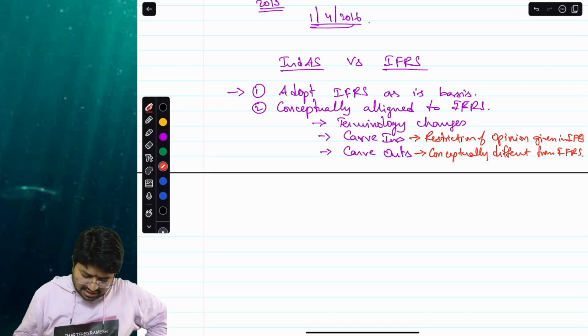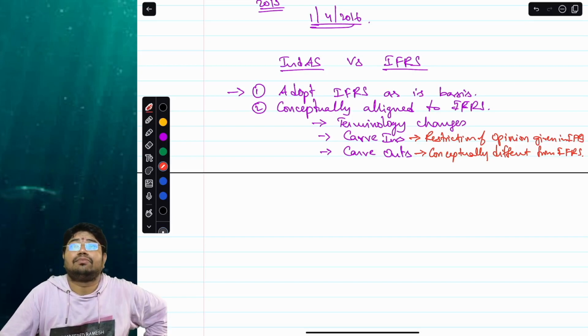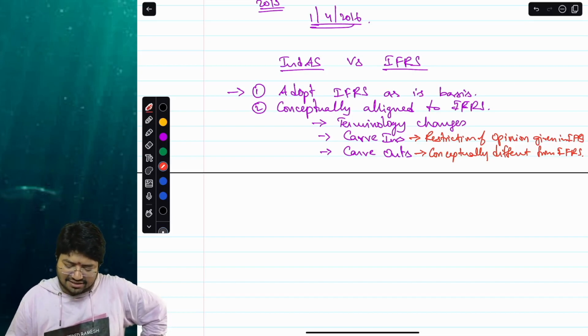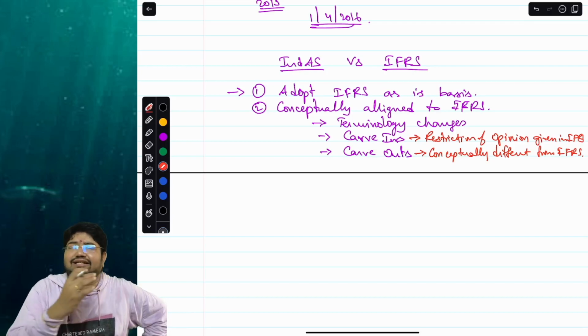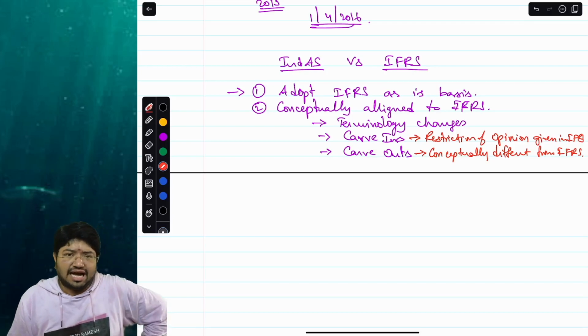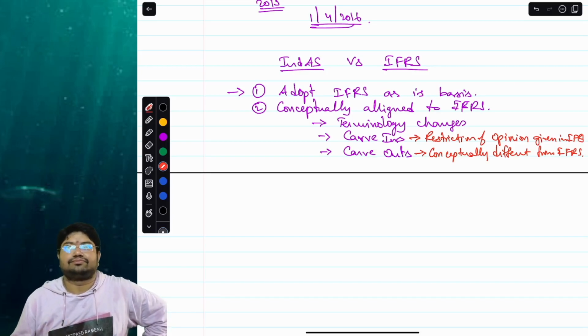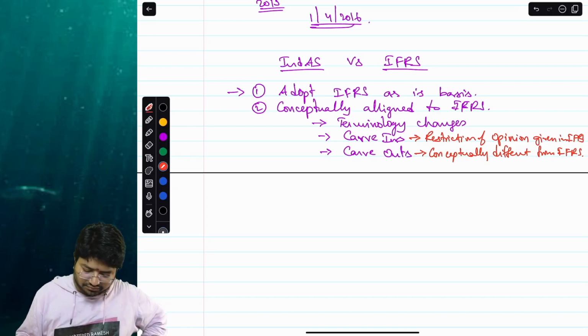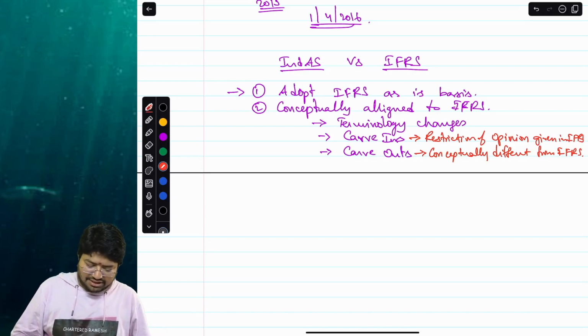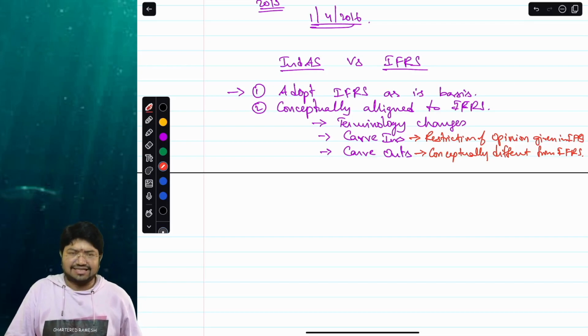Okay. Now, having said about that, what is something which is in IFRS, not in Ind AS? Which one? Carve-in. Carve-in is something which is not there in IFRS, but it is there in Ind AS. That is why I have mentioned it as restriction of opinion given in IFRS. That means they did not elaborately explain in IFRS, but it is there in Ind AS. Okay. So this is broadly about how it is different between Ind AS and IFRS.